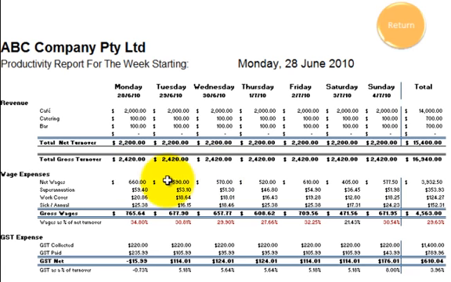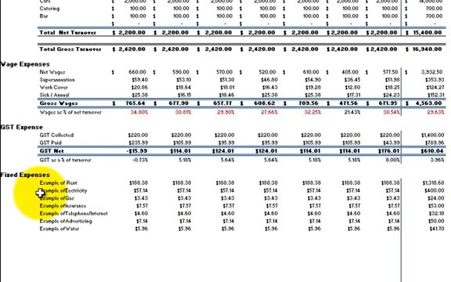We have our wage expenses, so net wages, super, work cover, sick and annual leave. And we also have our KPI target here and whether or not it has been met. We have our GST expenses, our GST collected and our GST paid, and the net GST. We have a list of our fixed expenses. Now, as this is only an example, it's an incomplete list, and I would probably imagine that your fixed expenses would probably be a lot more than what we've got there currently.